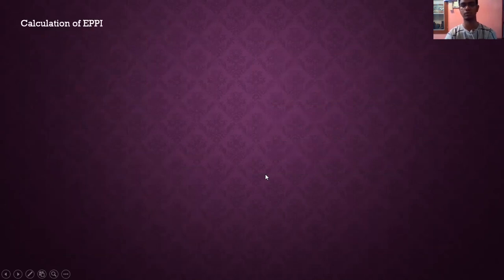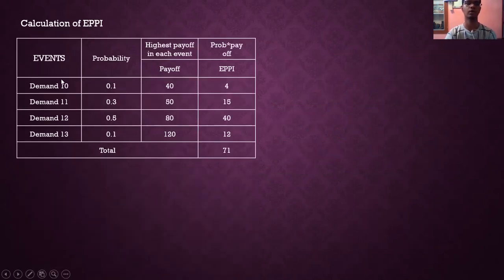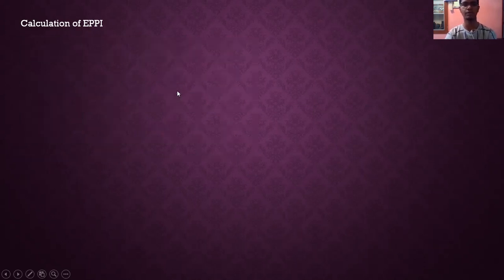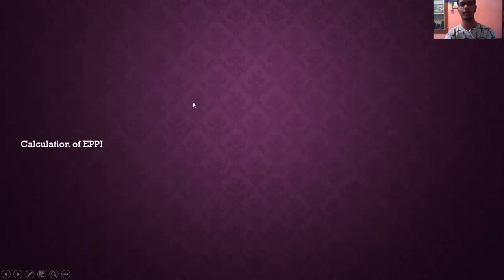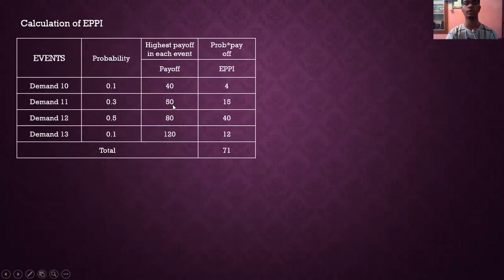Next we have to look into the calculation of EPPI. First we have to write the demands, which are demand 10, demand 11, demand 12, and demand 13. Then comes the probability, which is 0.1, 0.3, 0.5, and 0.1. Then we have to look at the highest payoff in each particular event. So here it's 40, here it's 50, 80, and 120. Those particular values we are writing here: 40, 50, 80, and 120.